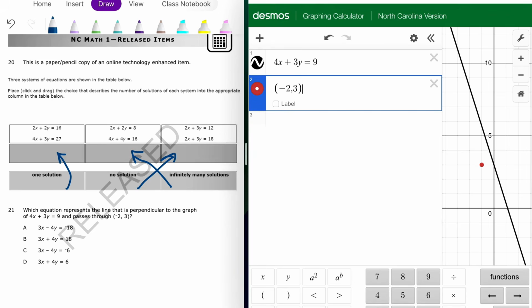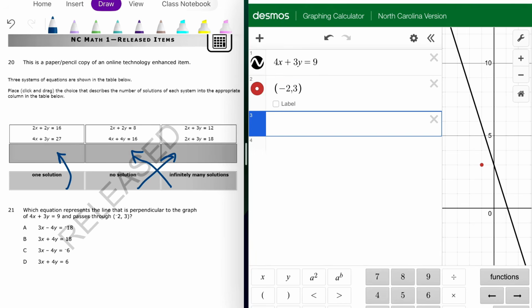Okay, so the rules of this answer is that it has to be perpendicular to the line that I just graphed, and it has to go through that red dot. Those are the rules. Now, what you have to know mathematically, so why it's still a math test, even though you have this awesome tool, is that it has to go through the red dot, and it has to be perpendicular, which means it cuts at a right angle, so a 90-degree angle. So let's just start putting the answer choices in.